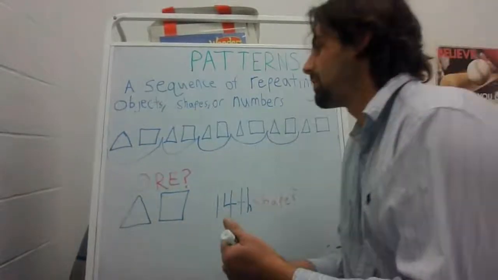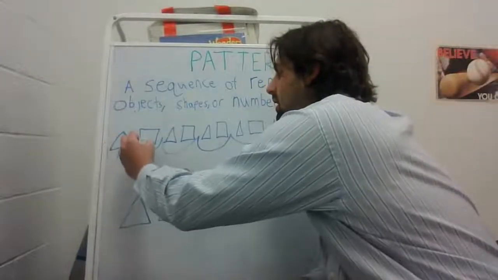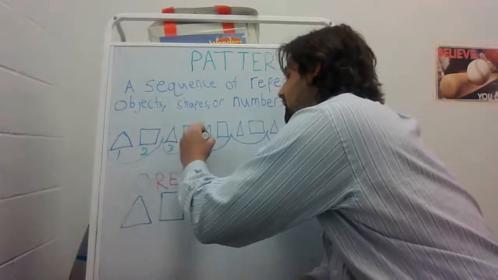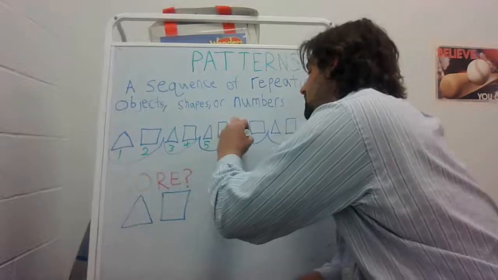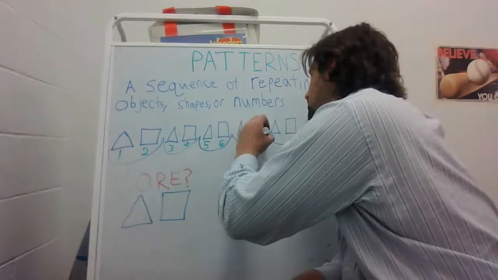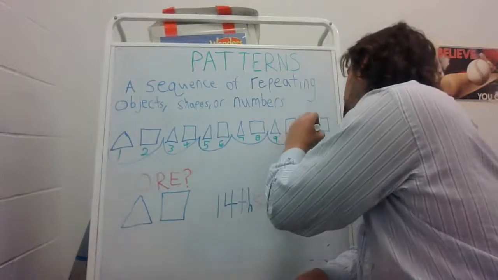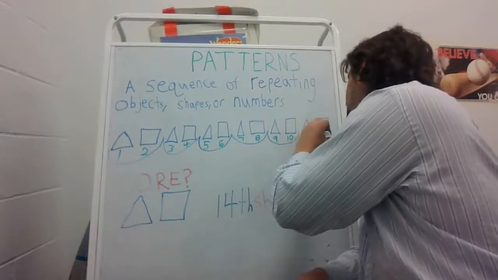So the first shape in the pattern is a triangle. Second shape is a square. Third shape is a triangle. Fourth shape is a square. Fifth shape, triangle. Sixth shape, square. Seventh shape is a triangle. Eighth shape is a square. The ninth shape is a triangle. The 10th shape is a square. 11th shape is a triangle. And the 12th shape is a square.